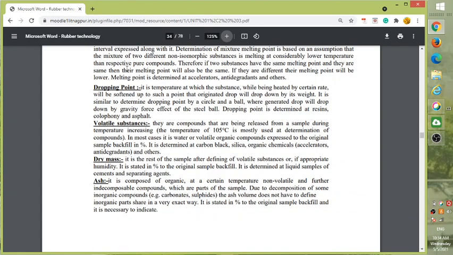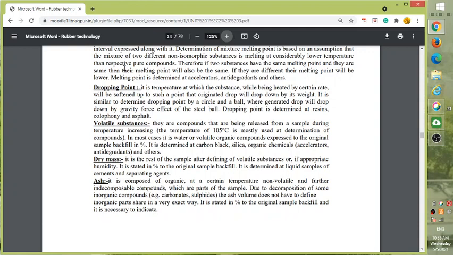Dropping point. Now, it is the temperature at which the substance, while being heated at a certain rate, will be softened up to such a point that the originated drop will drop down by its weight. So what happens whenever you are melting a plastic, or even a candle, for example, if you start burning the candle and hold it horizontally, then a bubble will appear and that bubble will fall down by its own weight. So that is the dropping point.